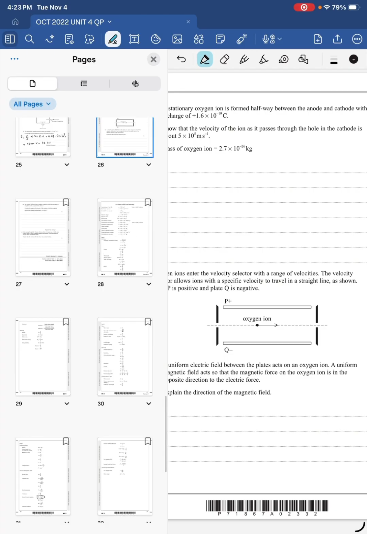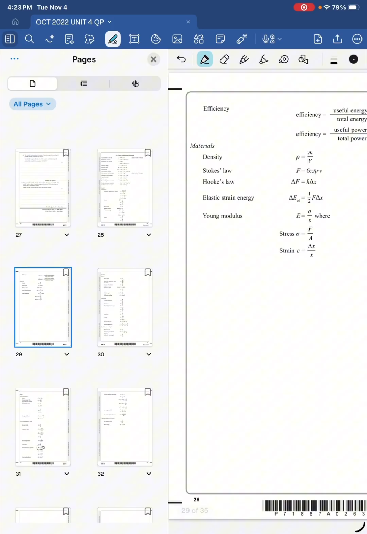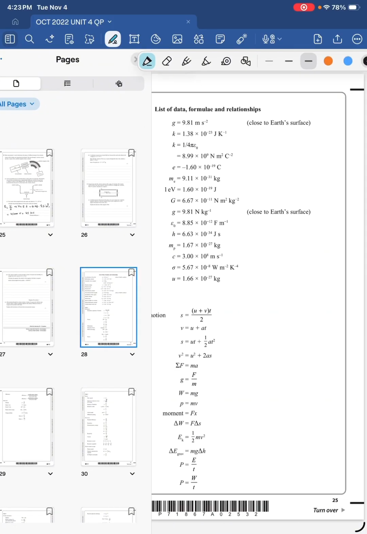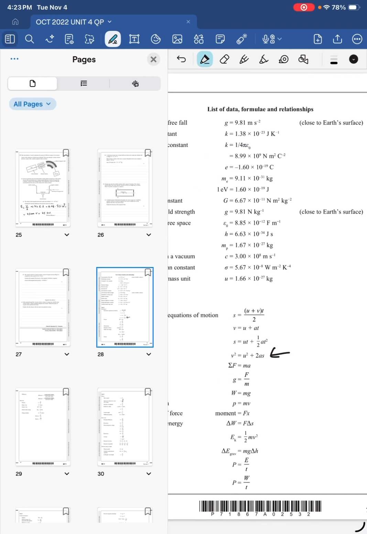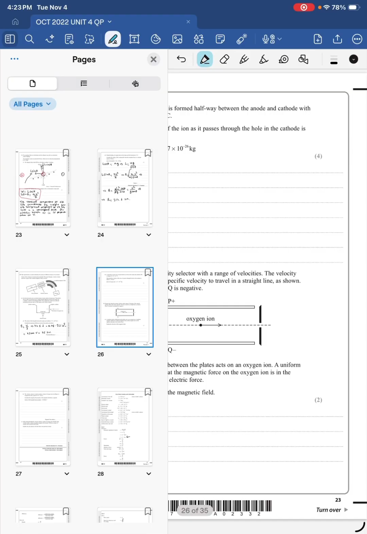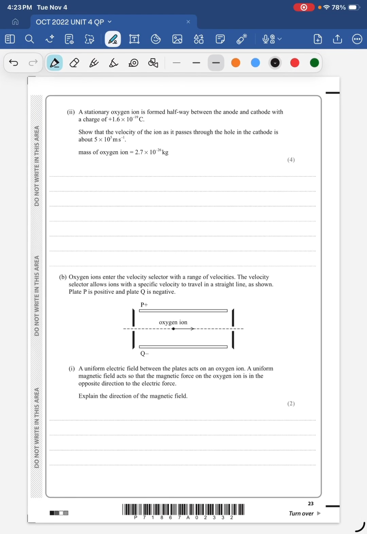So in case you don't remember, you can just go to the back of the paper. Let me see, over here. So we will need this equation pretty much. Okay, the final velocity squared is equal to the initial velocity squared plus 2 times the acceleration times the length. Okay, so let's see how this will work. I think we will need a clean page maybe, but anyway, okay, so v squared is u squared plus 2as.